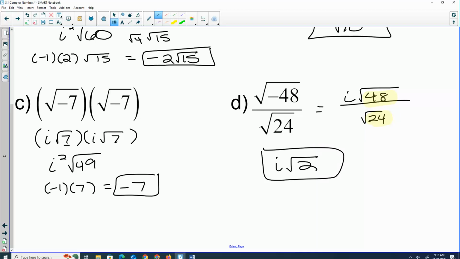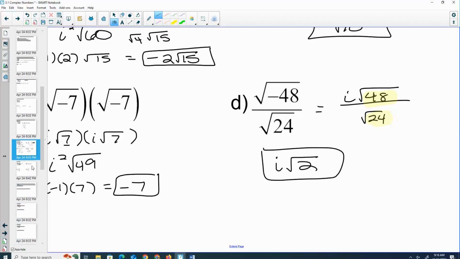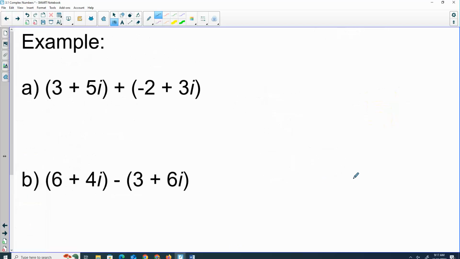Let's keep dealing with these complex numbers and talk about adding and subtracting. When you add and subtract complex numbers, it's just a matter of combining like terms. So nothing is any different here. We're just putting like terms together. So if I look at this, I have 3 plus 5i plus negative 2 plus 3i. Add your like terms. So 3 plus negative 2 is 1 plus 5i plus 3i is 8i.